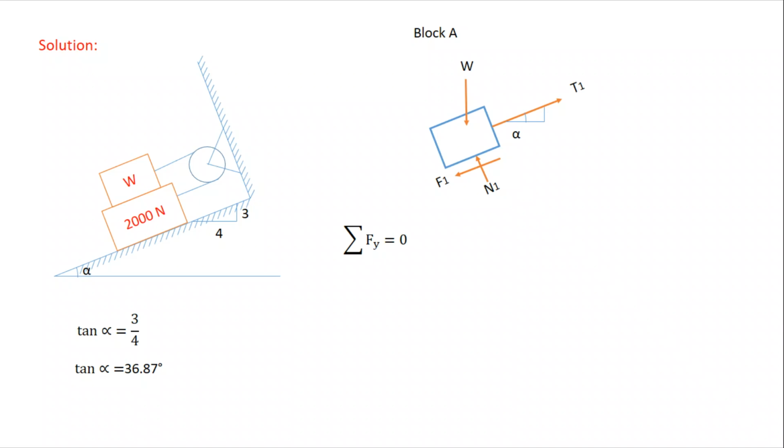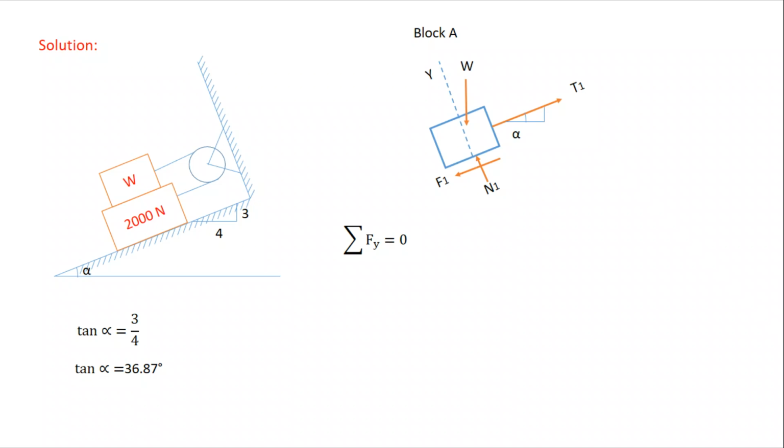One by one we will solve these unknowns. What are the unknowns? F1, N1, T1 and W. We have to calculate the W value which prevents the sliding motion of the 2000 Newton block. So consider the equilibrium condition. What is the equilibrium condition? Taking the summation of Fy equals 0 and the summation of Fx equals 0. Where is the direction of y and where is the direction of x? So taking first the summation of Fy equals 0, you can see in the diagram where the y direction is.